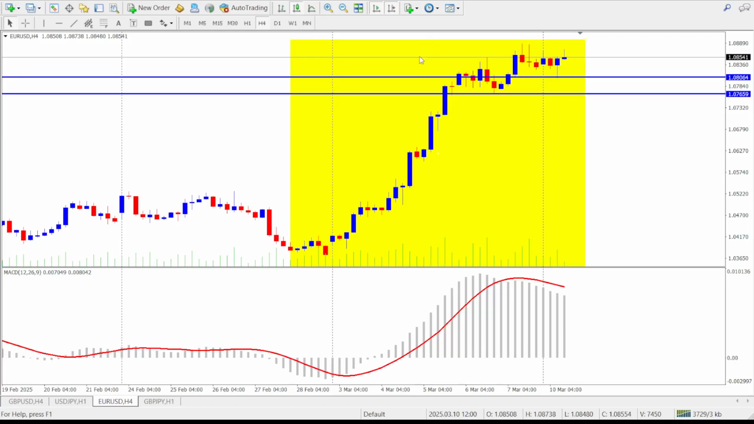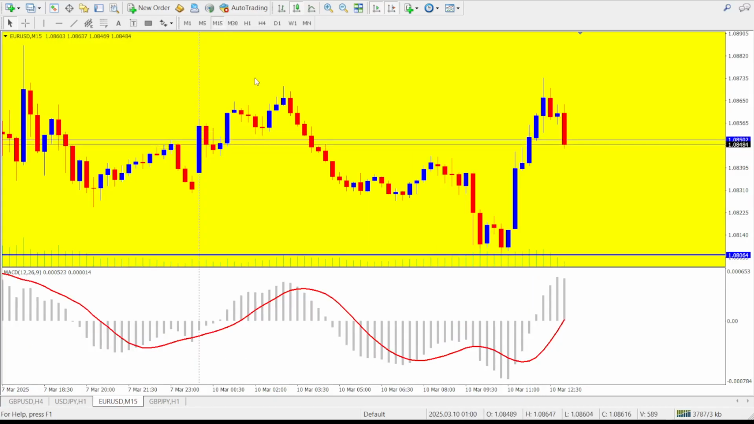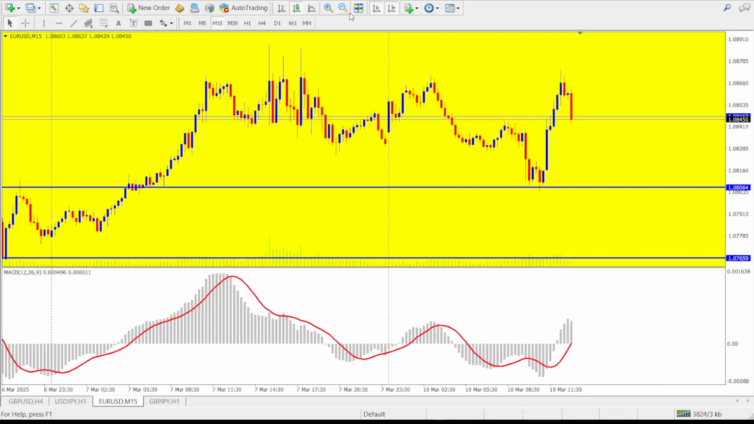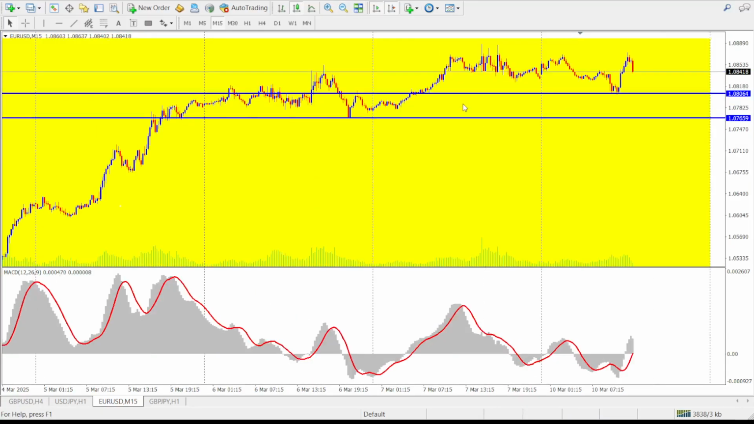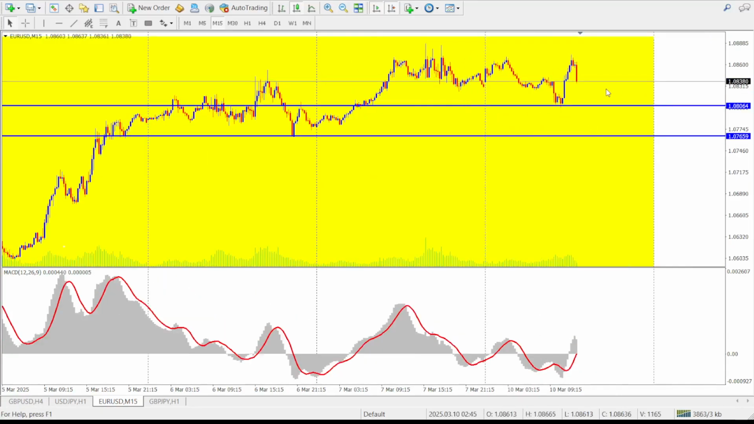Okay. Now finally, on the 15-minute chart, you spot a breakout above resistance level. Let's just zoom out a bit. Now we can see that this particular level, which we found on the 4-hour chart, is being respected on the 15-minute chart as well. And we can see that we had a breakout from this level and a retest.